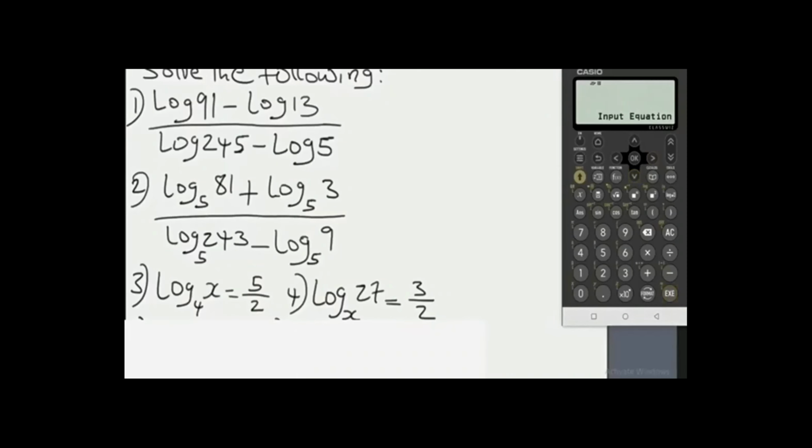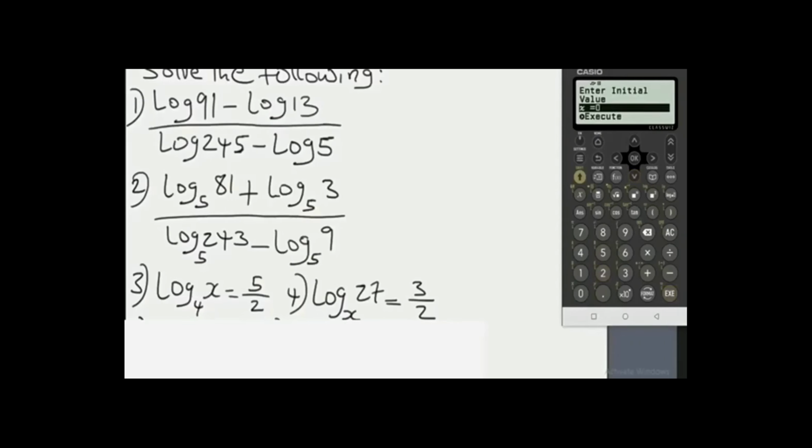Alright, so we are solving question 3. We make use of this function, log base 4, x as the unknown. You can make use of this button, then come outside. So bring out the equality sign, you press shift and this button. Alright, equals 5/2. So that's it, guys. That's what we have.